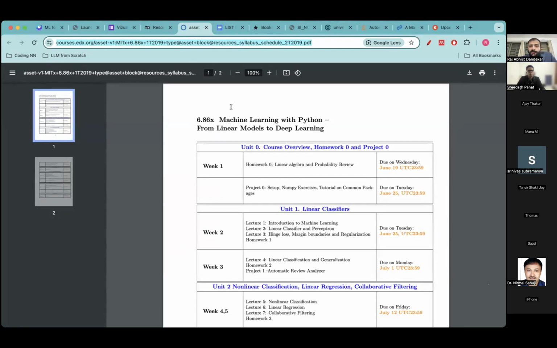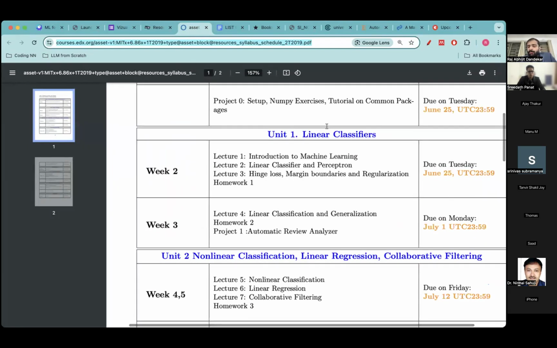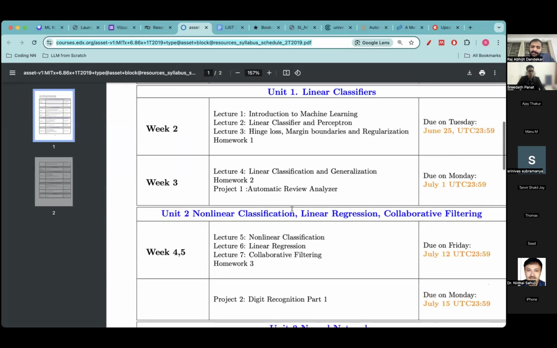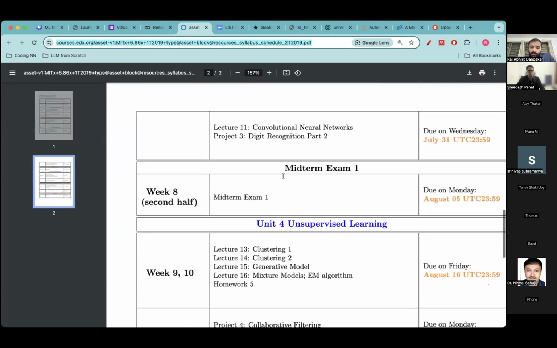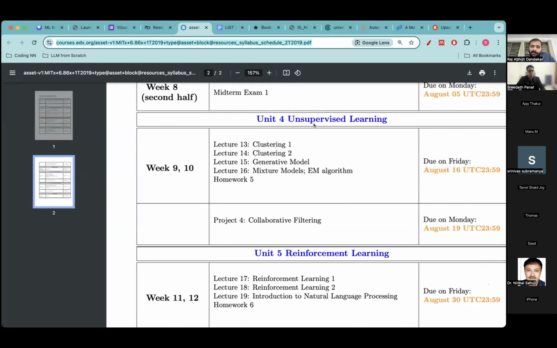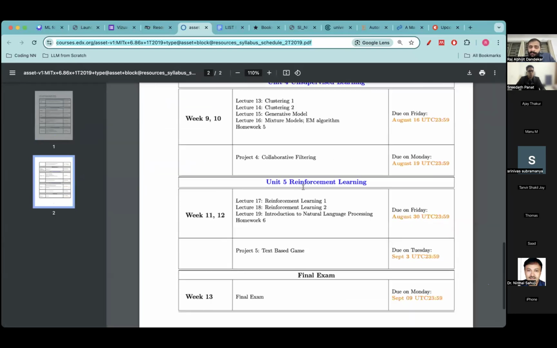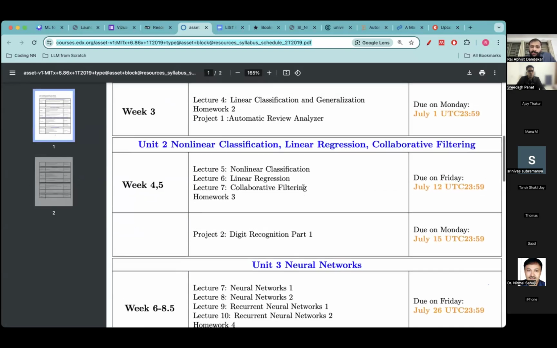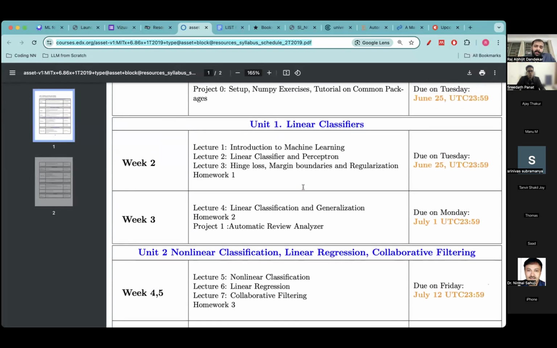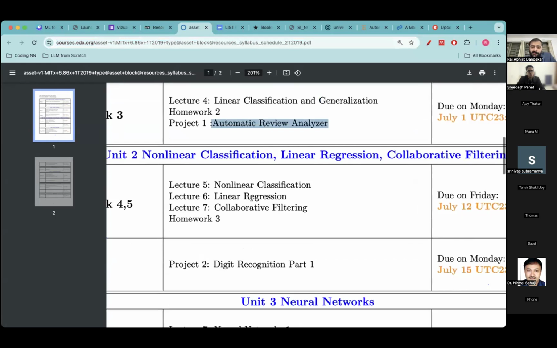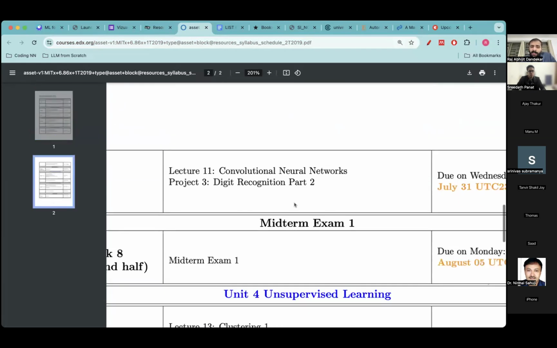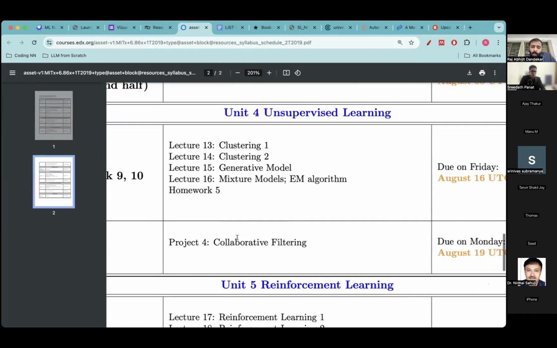So if you scroll through the course list, you will see that first they teach you linear classification, which is regression, let's say. Then they teach you classification, collaborative filtering, neural networks. And then towards the end, they teach you unsupervised learning, such as clustering, and reinforcement learning. This is fine. But take a look at the projects. Normally, in all of these introductory courses, the projects which you do are as follows. Here, you have a project on automatic review analyzer. Here, you have a project on digit recognition. Here, you have a project on collaborative filtering, which is essentially movie recommendations using Netflix, Spotify music recommendations, etc.